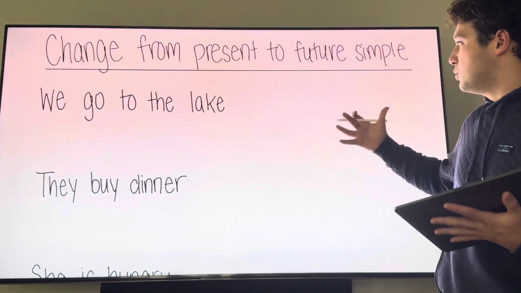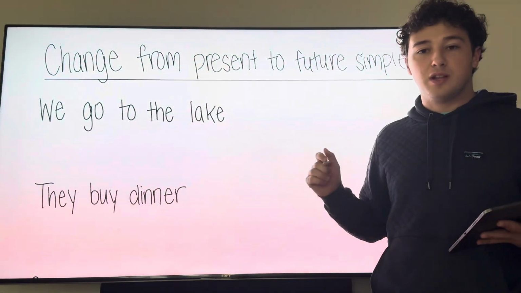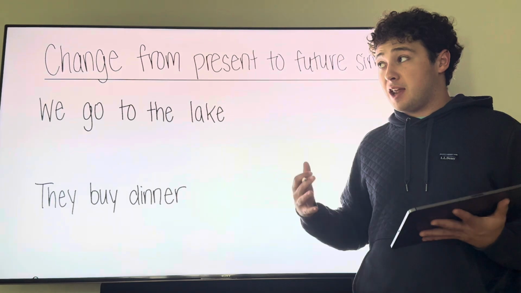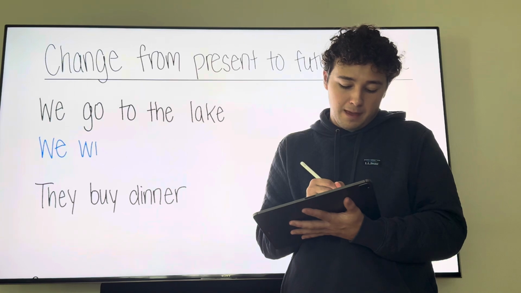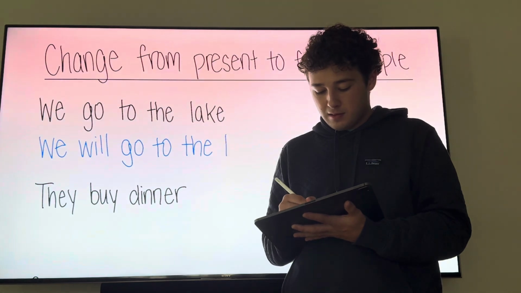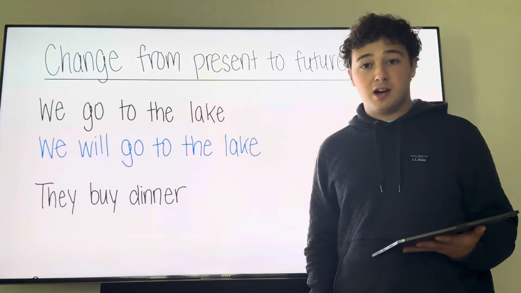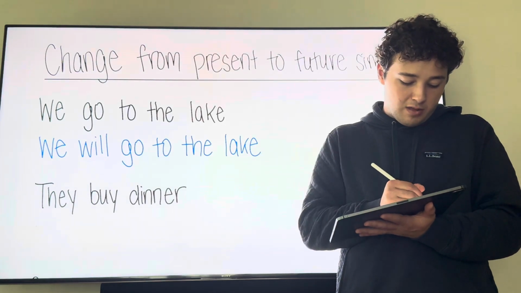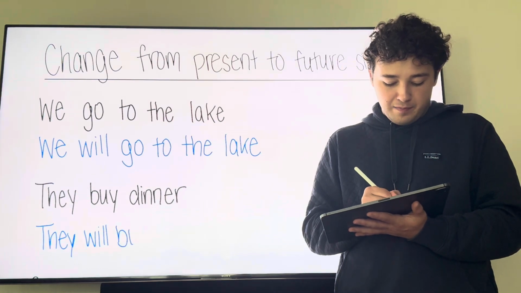Change from the present to the future simple. The first one they give you is we go to the lake. Now, as we saw above, all you have to do is add will and then the verb. So this one would become we will go to the lake. The next one here, they buy dinner. Same thing, just add will and keep the verb where it is, which would become they will buy dinner.